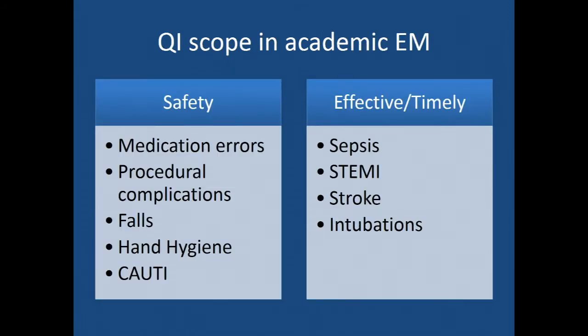So this, when we started out with this revitalization of our QI program, was kind of what our dashboard, our scorecards, our reporting system looked like. And it's probably what a lot of the academic emergency departments have in some capacity. We have a safety side, which focuses on things like medication errors, procedural complications, falls, hand hygiene, CAUTI. And then we have, I think, what fits in that effectiveness, timeliness, and overlaps with safety domain. And your typical things, sepsis, STEMI, stroke, intubations, there's others, but that's sort of a general idea.